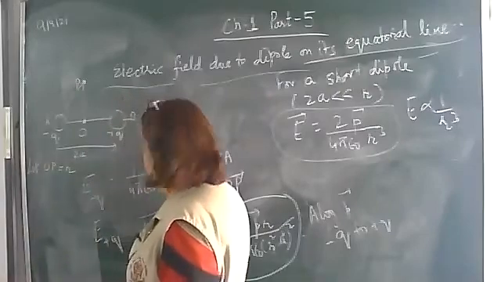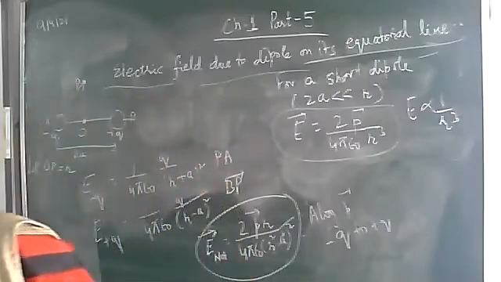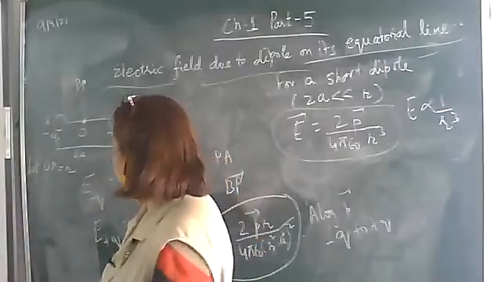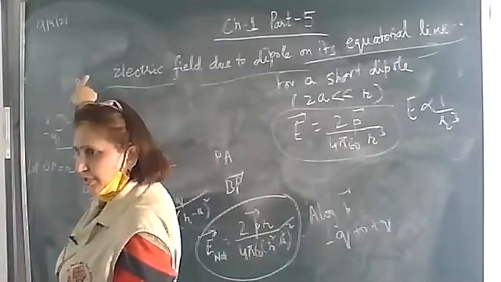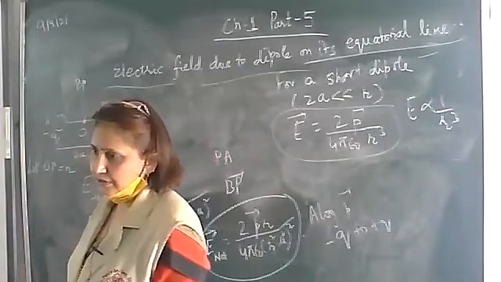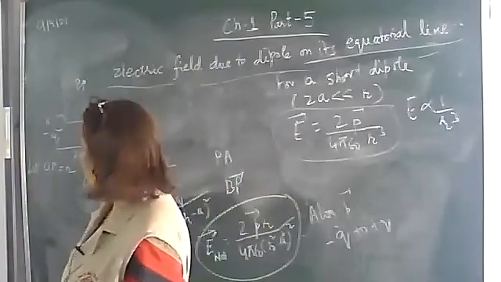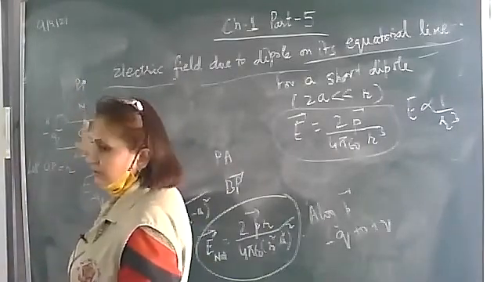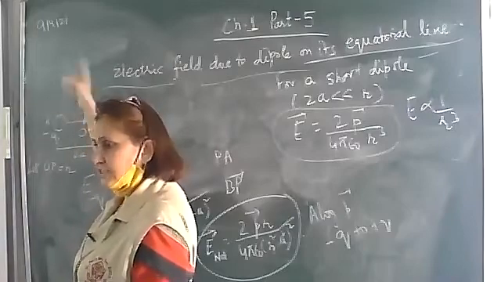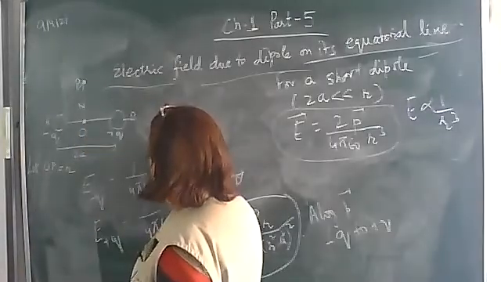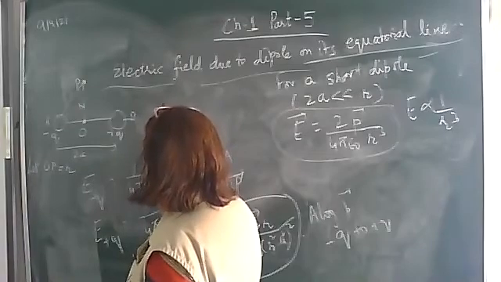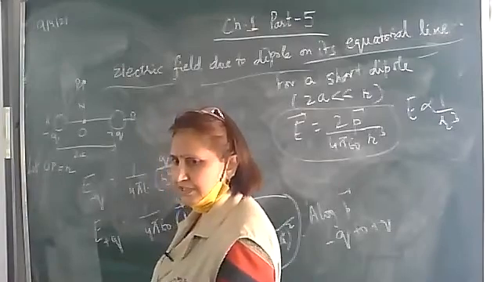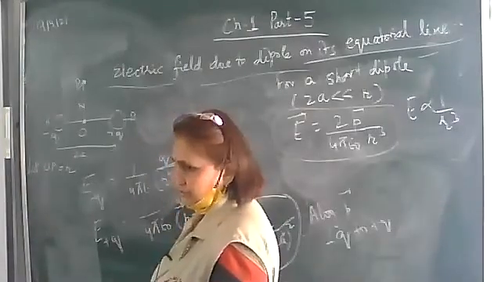It is 1 upon 4 pi epsilon naught, Q upon AP square. Now tell me what is this AP square? From this point to this point you are finding AP square. How much is this distance? Yes, use the Pythagoras theorem. Under root R square plus A square, and the square of it, AP square, will be R square plus A square.